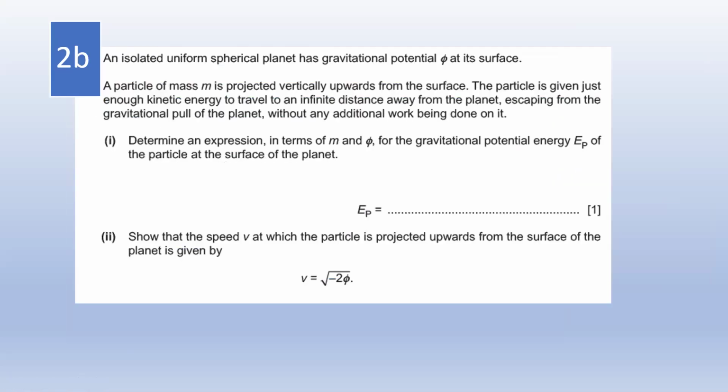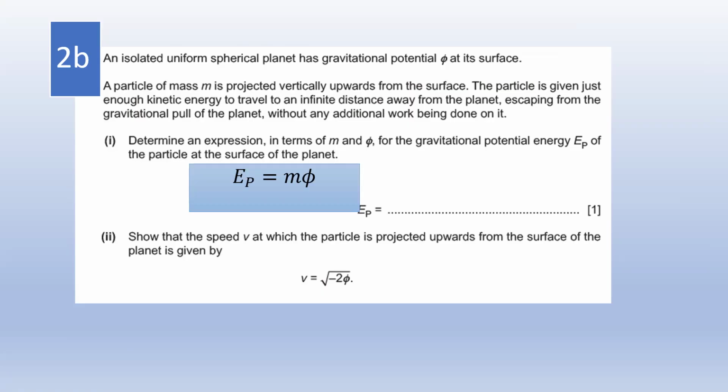An isolated uniform spherical planet has a gravitational potential phi at its surface. A particle of mass m is projected vertically upwards from the surface. The particle is given just enough kinetic energy to travel to infinity, escaping from the gravitational pull of the planet without any additional work being done on it. Determine the expression in terms of m and phi for the gravitational potential energy of the particle at the surface of the planet, just m times phi.